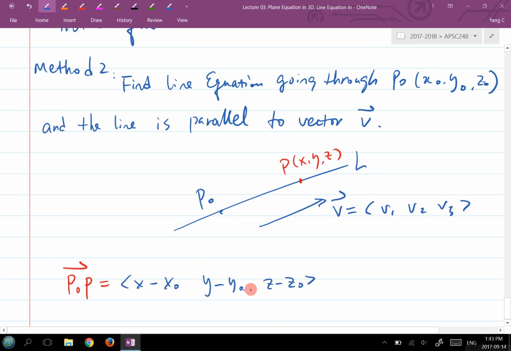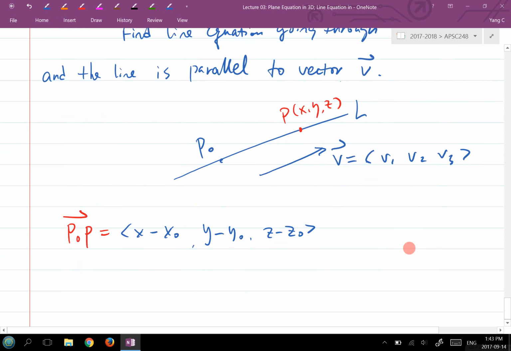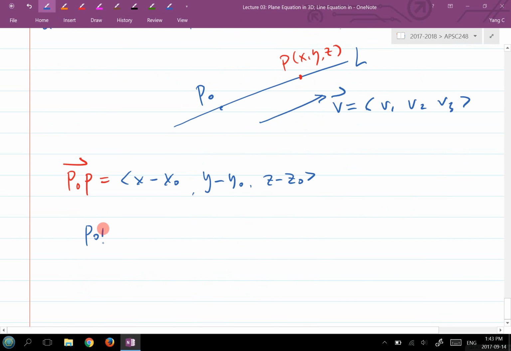So you get this vector P naught P, right? That's the first condition you make use of, because the line goes through P naught. The second condition says the line is parallel to this given vector V. Well, that's something I touched upon in one of the examples we just finished.